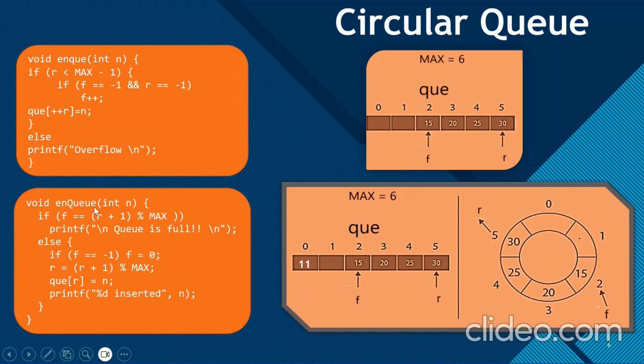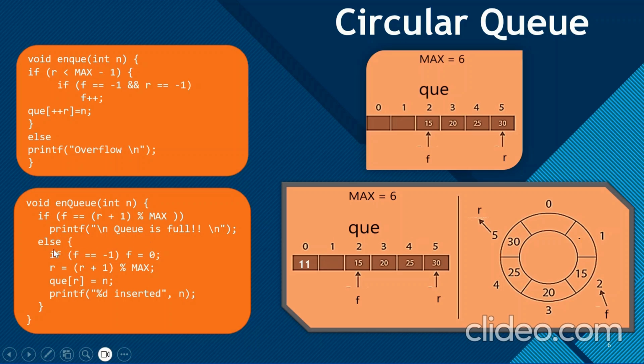Say we are trying to insert another element. So let us see if F is equal to, what is R? R is 0. 0 plus 1 divided by max, right? So what would be the answer? Answer would be 1, because this time remainder out of this would be 1. So R would be F. F is 2. 2 is not equal to 1. So no overflow condition would be displayed.